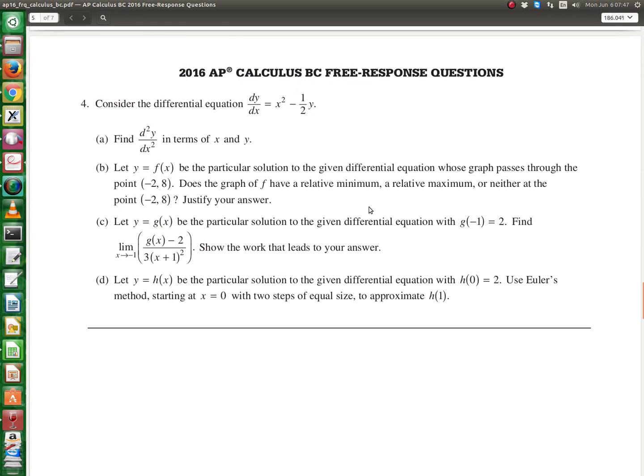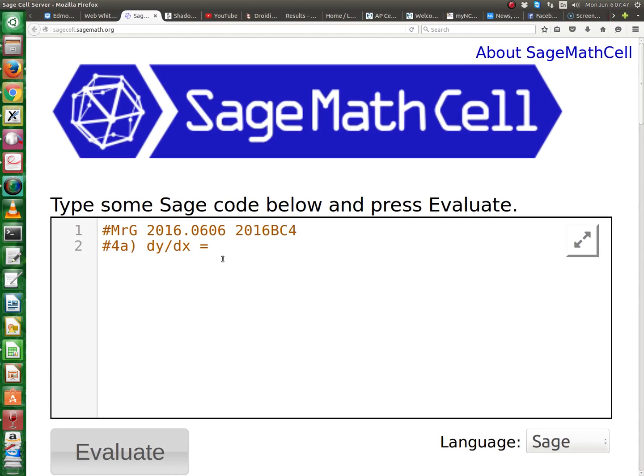Okay. All right. Okay, so we got x squared minus 1 half y, right? All right, so just write that down. X squared minus 1 half y. How about this?